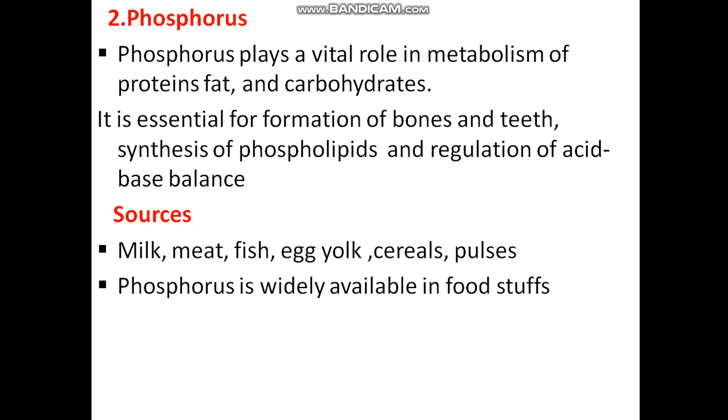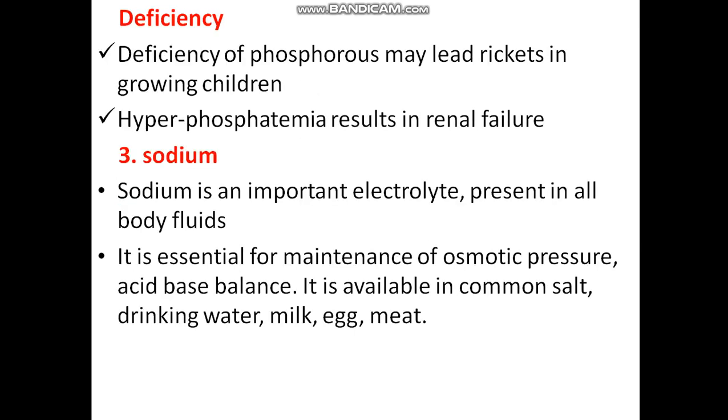Then, what are the sources of phosphorus? Milk, meat, fish, egg yolk, cereals, and pulses. Phosphorus is widely available in foodstuffs. Then, deficiency of phosphorus may lead to rickets in growing children. Hyperphosphatemia results in renal failure. Hyperphosphatemia is the increased amount of phosphorus in the blood that is seen in renal failure.